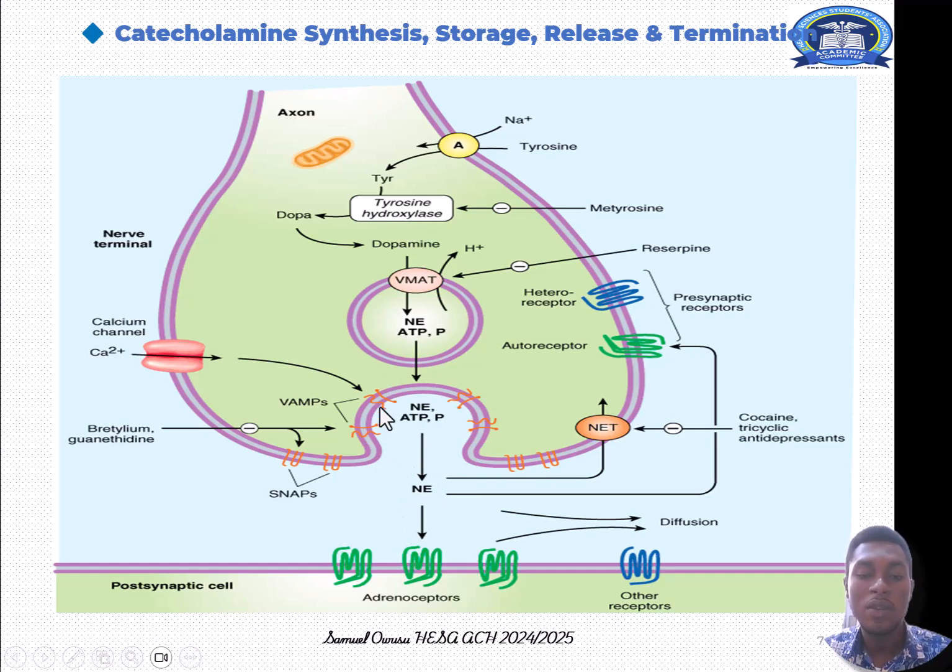Now, before the exocytosis, there are things that we need to take note of. There is the opening of voltage-gated calcium channels that would cause calcium influx, and this is also going to help in the fusion. There are also SNARE proteins, the SNAPs that you see here, which help in what? The fusion, and that would in turn cause what? The exocytosis, and then we have norepinephrine being released.